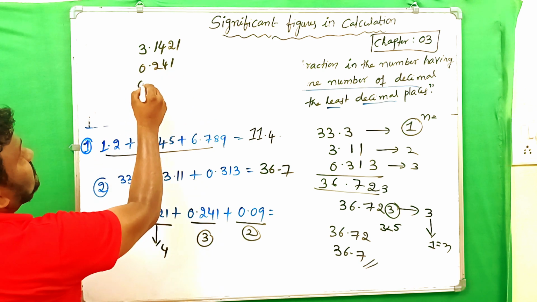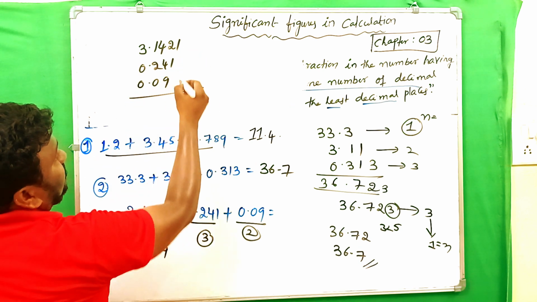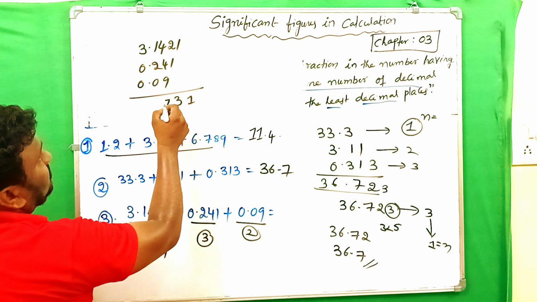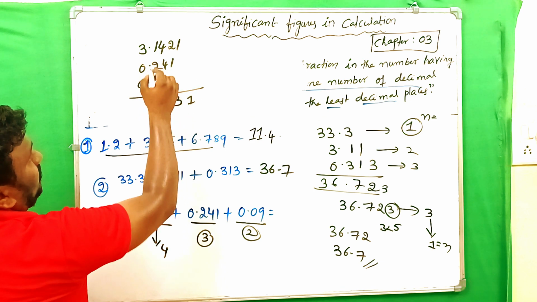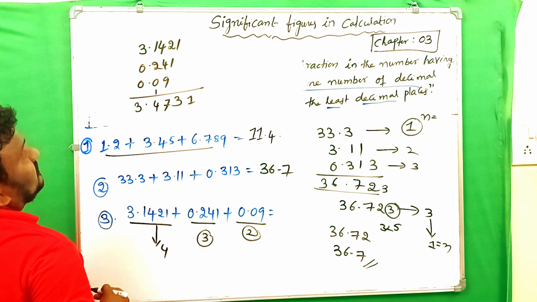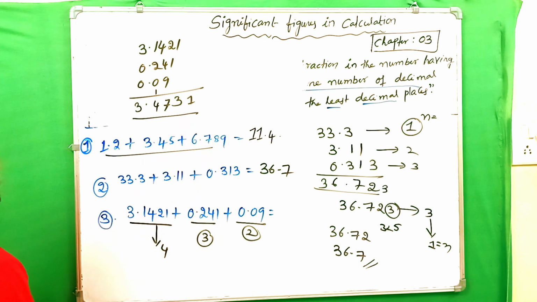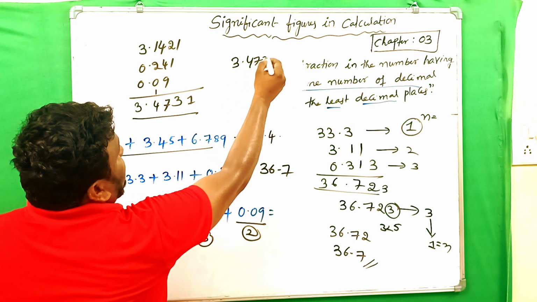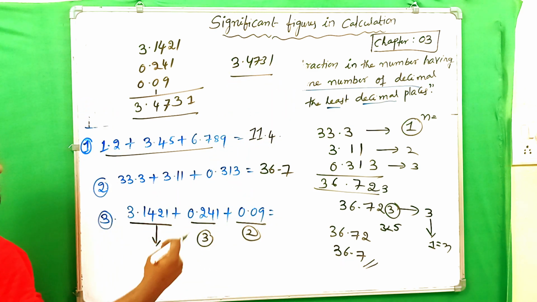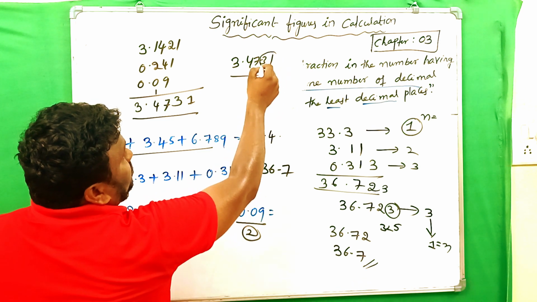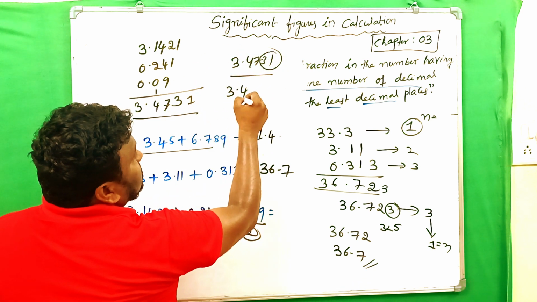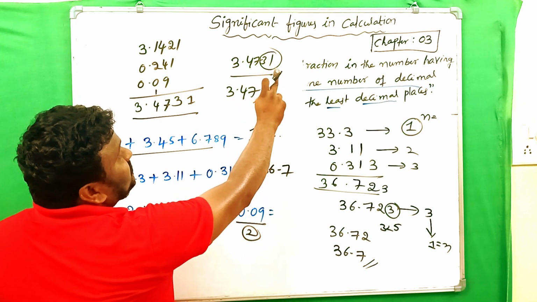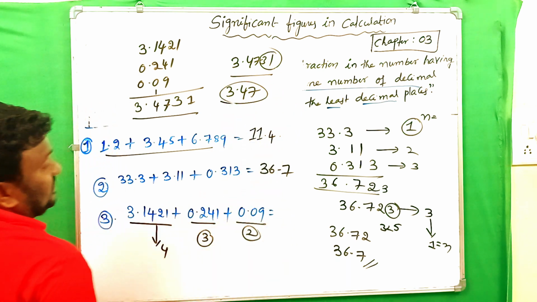0.241 and 0.09. So here now 1, 2 plus 1 is 3, 4 plus 4 is 8, 8 plus 9 is 17, and 4 and it is 3. 3.4731, that's why here 3.4731. How many decimal places are there? 4 are there. That's why you have to round off up to 2 decimal places. 3.47 is the right answer, because 3 and 1 are both less than 5, that's why we can omit them. Finally what you get? 3.47 is the answer here.